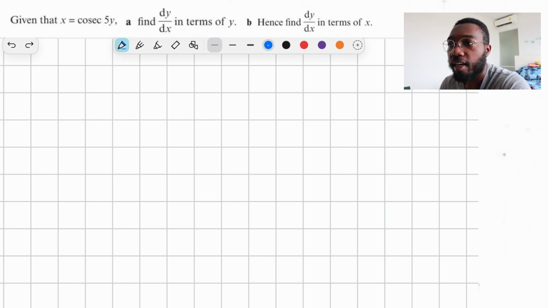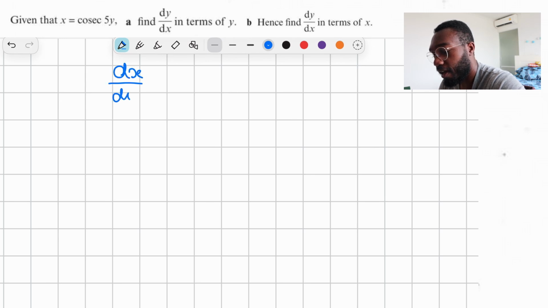So for the first bit, you want to find dy over dx in terms of y. Well, we know what x is, so we can differentiate x with respect to y first. If we do that, we get dx over dy. And remember from one of our previous questions, we know that cosec x differentiates to minus cosec x cot x. So in this case, if we have cosec 5y, that 5 would come out, and that's being multiplied by minus cosec 5y cot 5y.